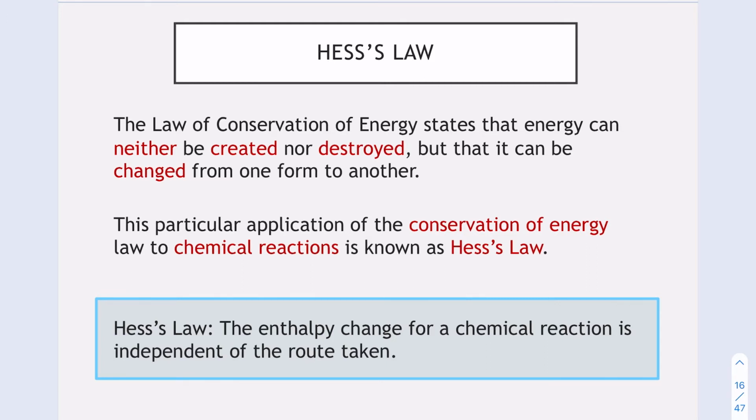This law of conservation applies to something called Hess's Law, and Hess's Law states that the enthalpy change for a reaction is independent of the route taken. In other words, no matter what way you go, you're still going to get the same enthalpy change at the end. So let's have a look at an example. We'll start with simply A going to B. Let's say A is a restaurant, a pub, and B is your house.